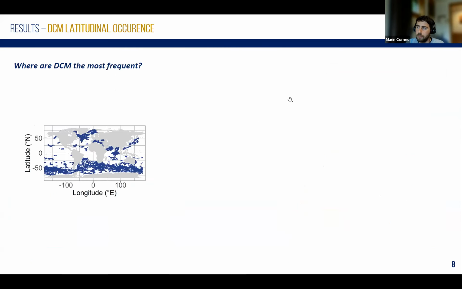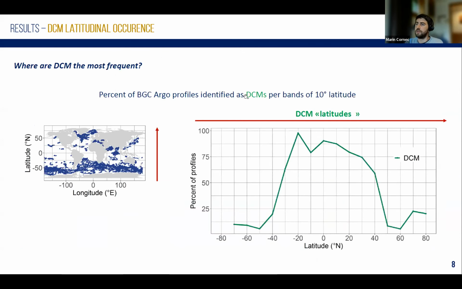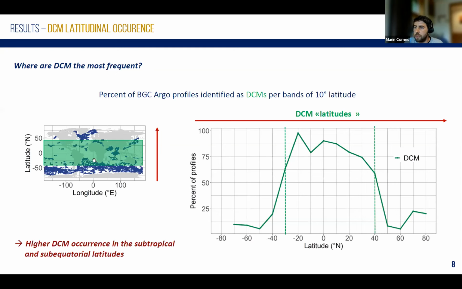After proceeding to this classification, we look at the distribution and the frequency of DCM along latitude. For this, we look at the percent of BGC profiles that presented a DCM per band of 10 degrees of latitude. We can see that in the low latitude regions, we have an increased DCM percentage, above 50% from the equator to 30 degrees of latitude in both hemispheres.